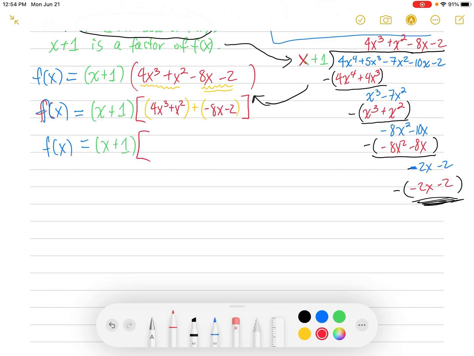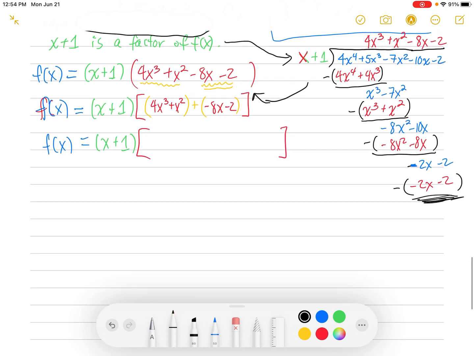So let's copy down the x plus 1. In the big red brackets, let's see, what is in common here between the 4x cubed and the x squared? Well, there's going to be an x squared in common, right? And when we take out that x squared, we're going to be left with, let's see, 4x plus 1.